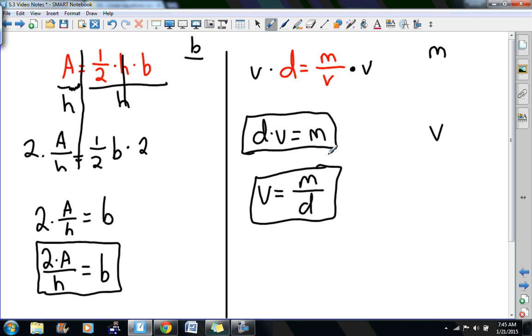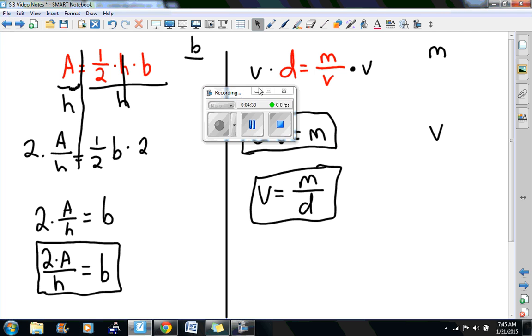So there you go. That's the 2 examples for the first assignment. How am I doing on time? Not great, but we'll keep going.